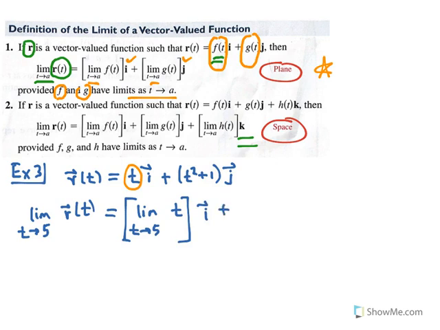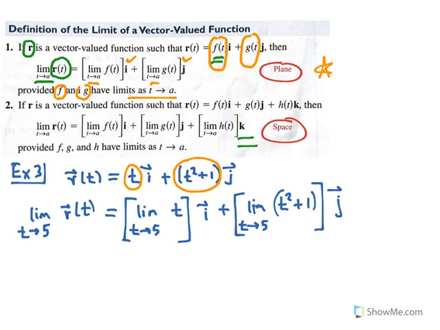And add to that the limit of the vertical component of the vector valued function. So we take the limit of t squared plus 1 as the parameter t approaches 5 and multiply that by the standard unit vector j. So what is the limit of t as t approaches 5? You may use direct substitution and you would get 5. Multiply that by the standard unit vector i. And add to that the limit of t squared plus 1 as t approaches 5. Again, use direct substitution. So 5 squared plus 1 is 26, and multiply that by the standard unit vector j.